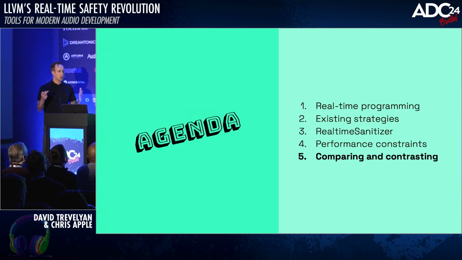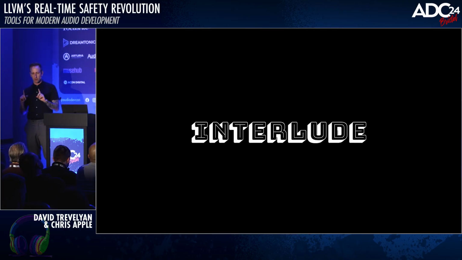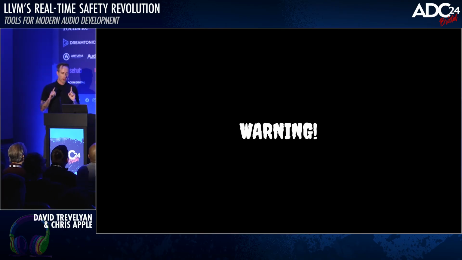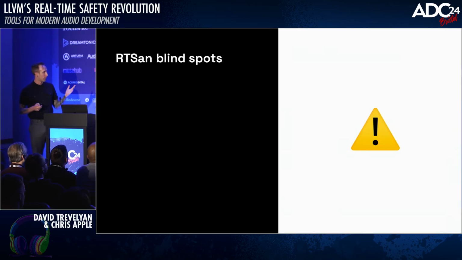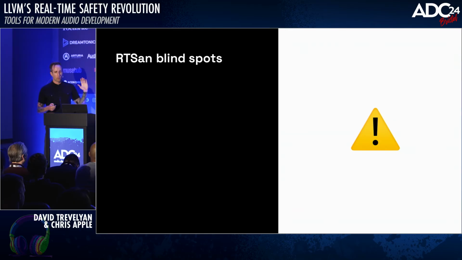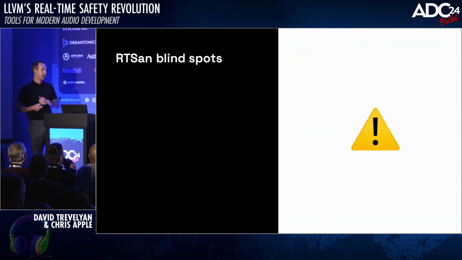Let's get on to comparing and contrasting and giving you some different views on each of these tools. But first, we want to have a little bit of an interlude, a warning of sorts. We have the big creepy font here, so everybody's sufficiently scared. Neither of these tools can fully, 100%, guarantee your code is real-time safe. Now, what does this mean? Why even have this talk? Why are we on this stage at all? What I mean is each of these has its blind spots, things that they can't catch, holes in the net, as it were.